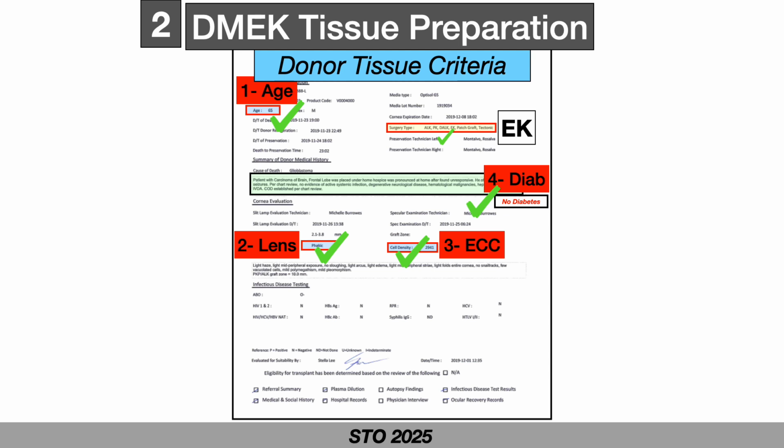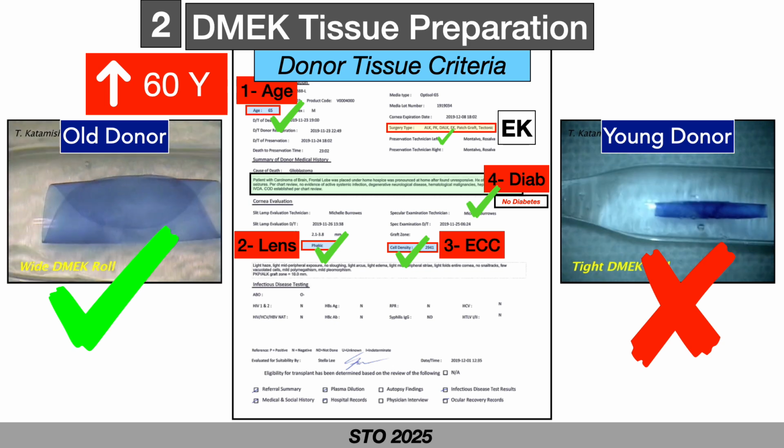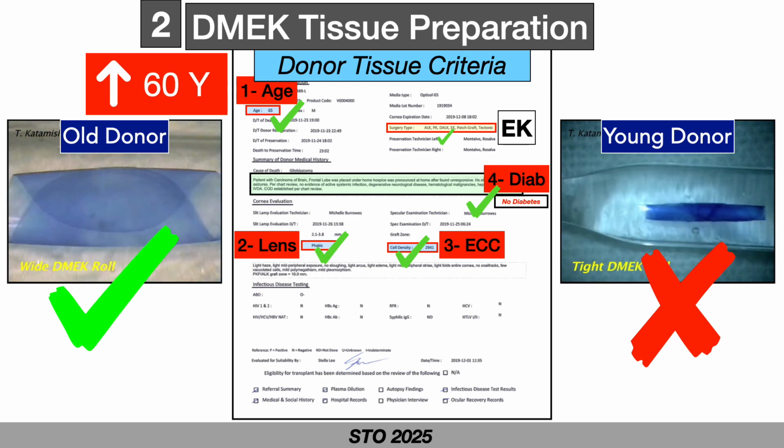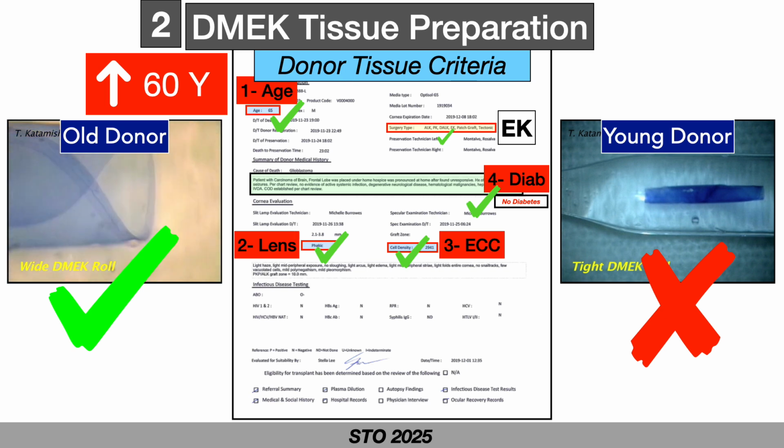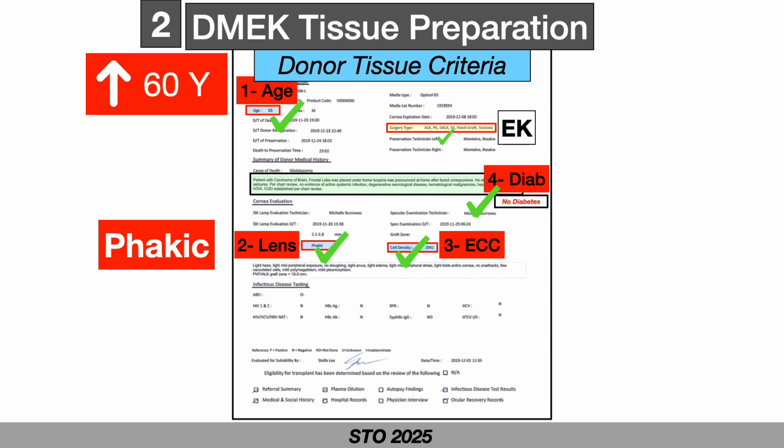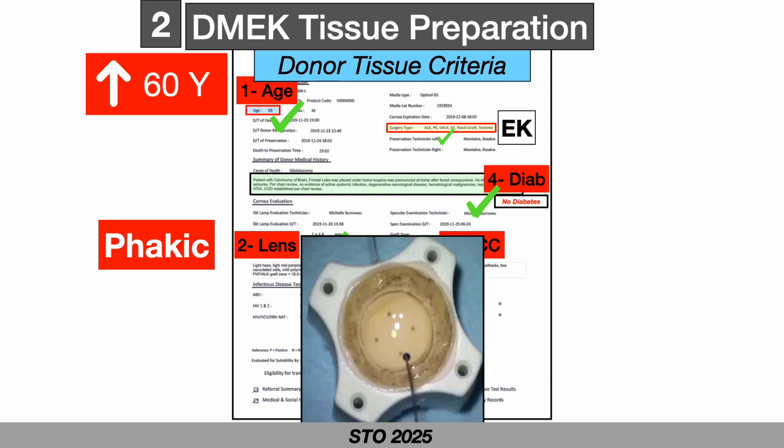Donor tissue criteria is very important. It shows age above 60 years because, as you see, older donor has a wide roll and younger donor has a very tight roll. So if you have a donor age above 60, you will be having a very easy unfolding in the anterior chamber. The lens should be phakic. If you use a pseudophakic donor, you will be having the scars of previous cataract surgery, which may be a source of tears during preparation.